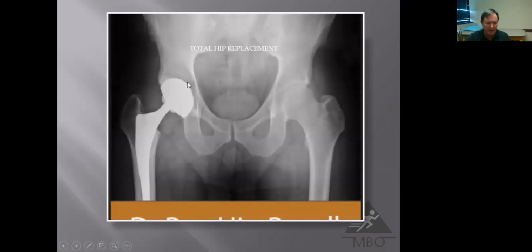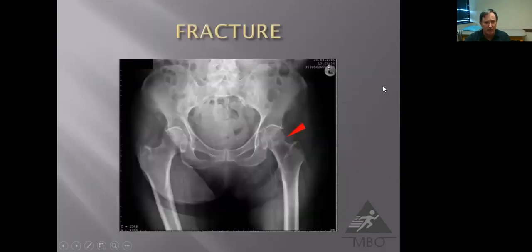And again, this is the definitive treatment for that. This is a picture of somebody with a hip replacement. And then another cause of hip pain is a fractured hip.